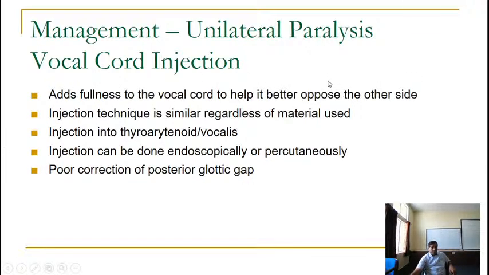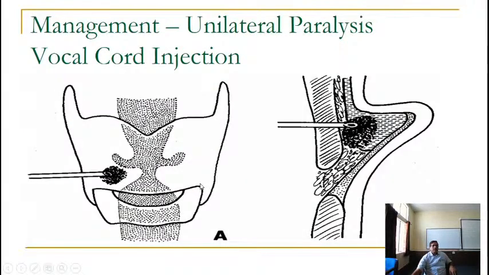At the same time, you should not compromise on the air passage. If you inject more, there is always a chance that the vocal cord gets into the midline and the patient goes into stridor. The injection technique varies. It can be done endoscopically or percutaneously.